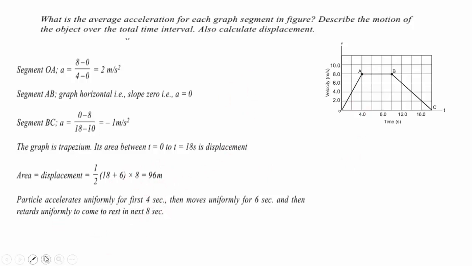So if I want to draw a conclusion about this problem, then we say that this body accelerates uniformly for the first 4 seconds, then moves uniformly for 6 seconds, and then retards, that means velocity decreases, for the next 8 seconds. So we come to the end of this lecture.